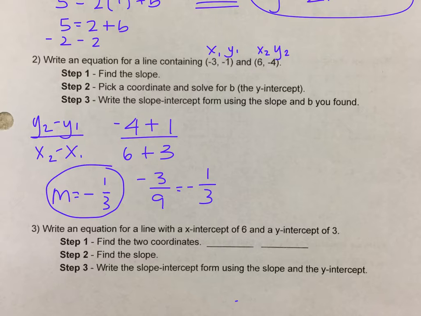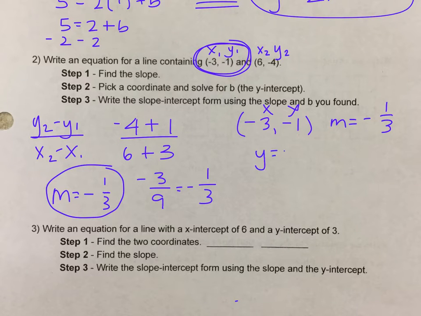All right, I have an m, and now I can do what I did in the first problem. We need to pick a coordinate and solve for b. I'm going to pick the first coordinate up here. So I've got -3, -1 for x and y, and my m is -1/3. Y equals mx plus b. I just need to replace each of these. Y is -1, m is -1/3 times -3 plus b. -1/3 times -3 is a +1.